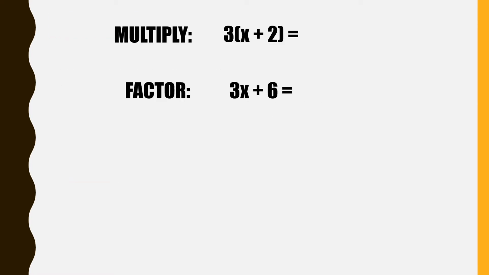Let us differentiate these two. In multiplying 3 quantity x plus 2, we simply distribute. 3 times x, that is 3x, and 3 times 2 is 6. So we will get the product of 3x plus 6. Well, when you factor 3x plus 6, that is 3 quantity x plus 2. This is the factor.